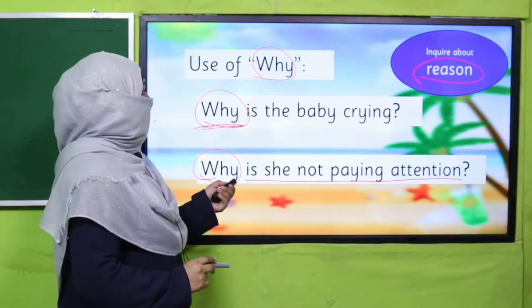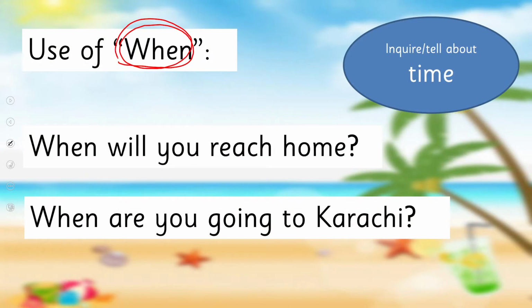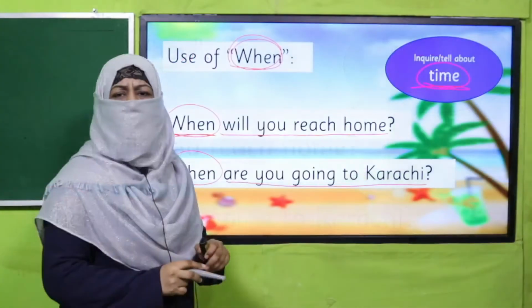Okay, and next is when. So we use this word when as a question word when we inquire about time. When will you reach home? I will be at home by 2 o'clock. All right. So when means you have to tell time. You have to answer by telling the time. And when are you going to Karachi? I'm going to Karachi next week.